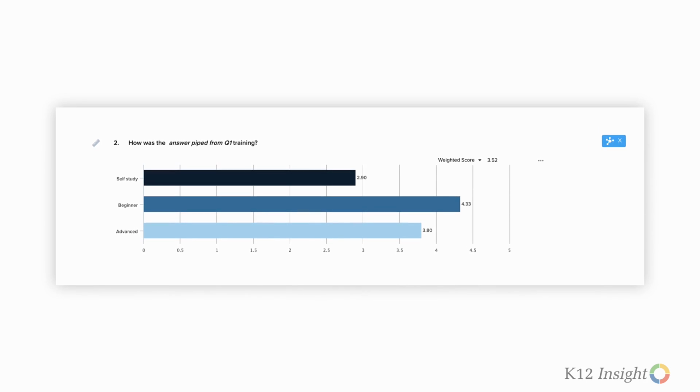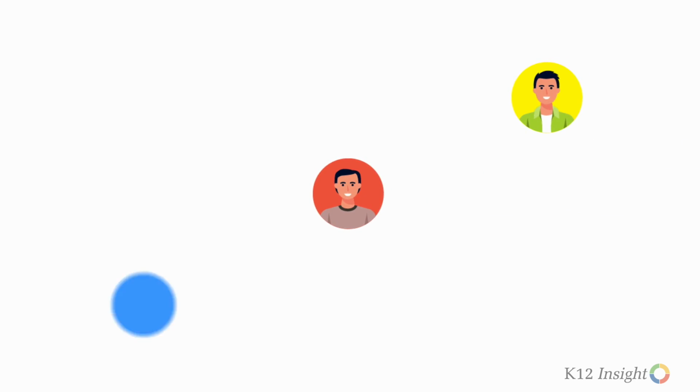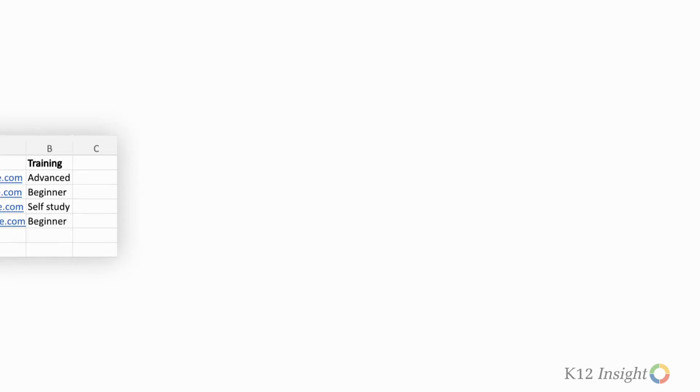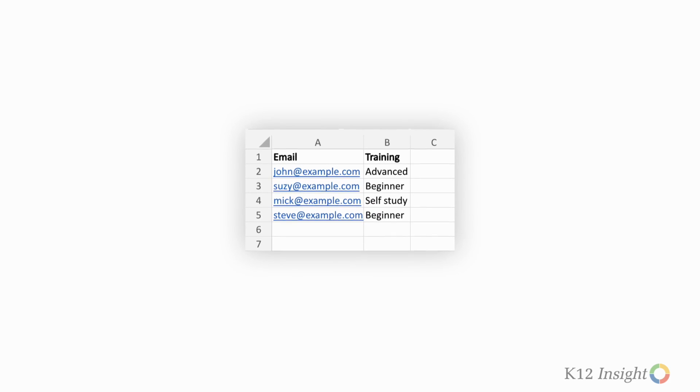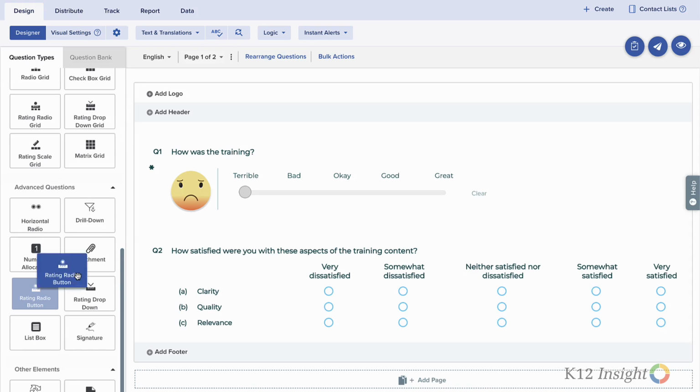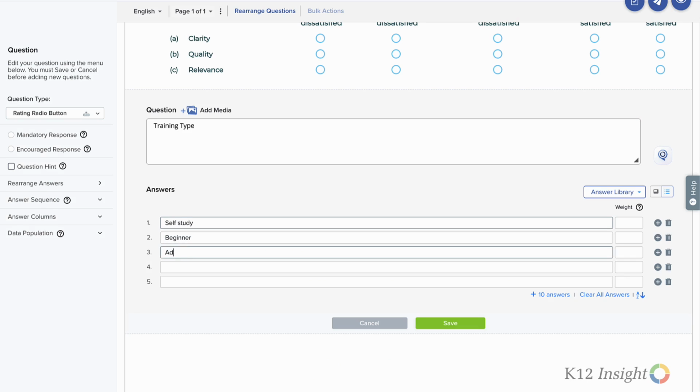Now, let's make this project even smarter. Using the same survey to ask for feedback about different training sessions? Pre-population can help. If you're sending an invitation to each participant, you already know which session they attended, right? In distribution, you'll create a contact list that includes this information. In design, drop in a training type question. Set up this question for pre-population, and the answer will be filled in when your invitations go out.